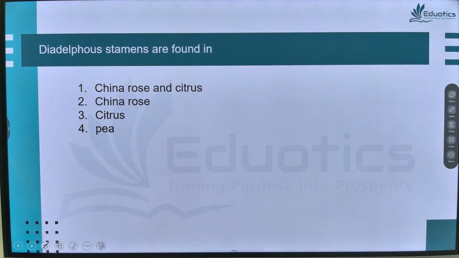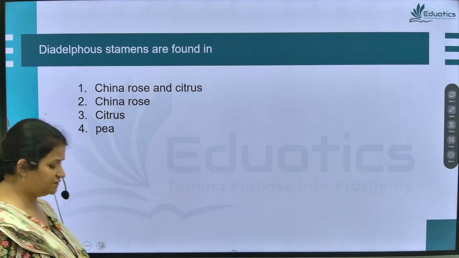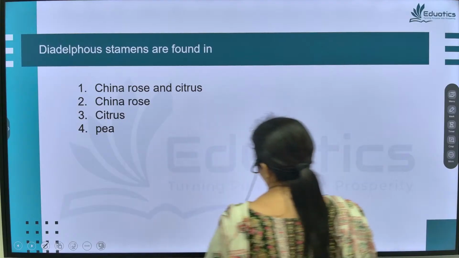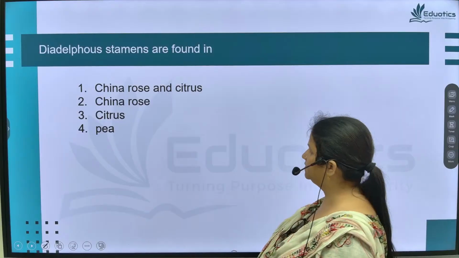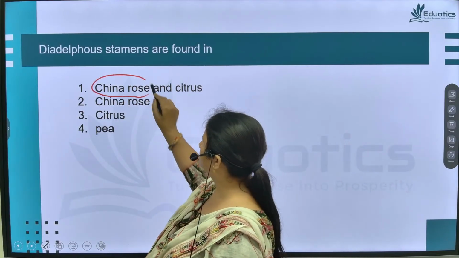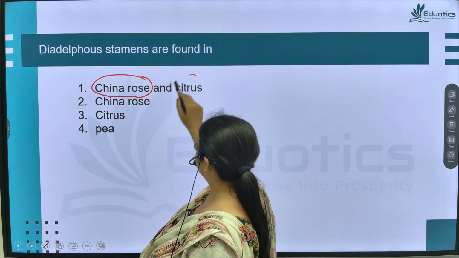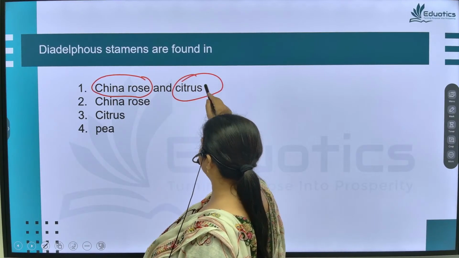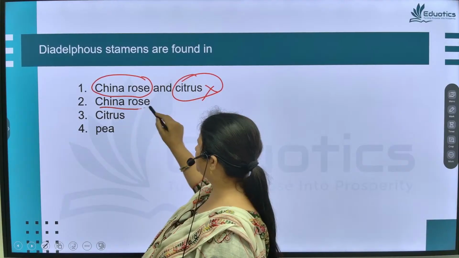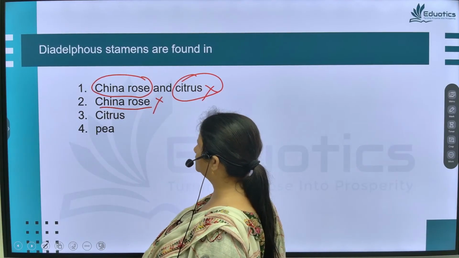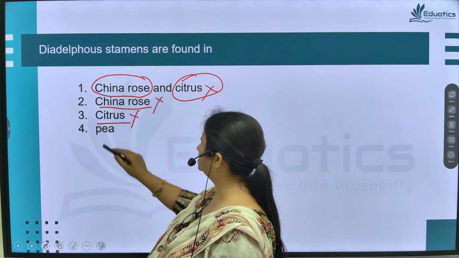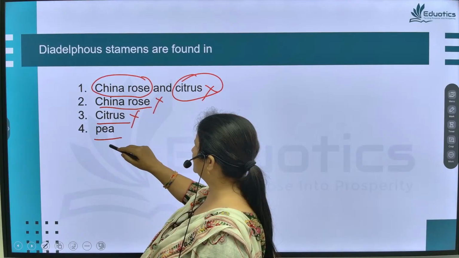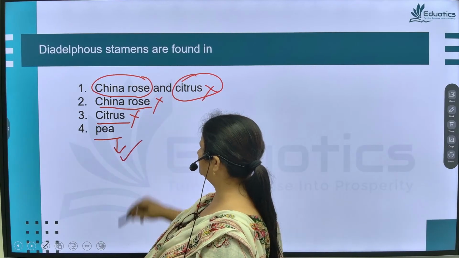Diadelphous stamens are found in. Diadelphous stamens are the characteristic feature of the family Fabaceae. In China rose, it is monodelphous, not the correct answer. In citrus, it is polyadelphous, not the correct answer. In pea, it is diadelphous and it belongs to family Fabaceae, so it is the correct answer.